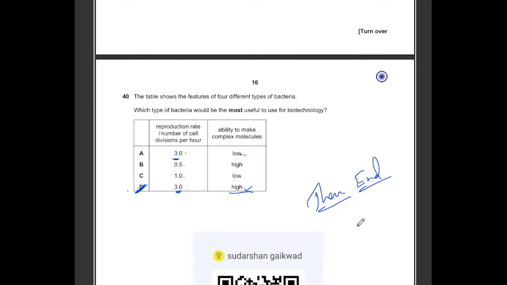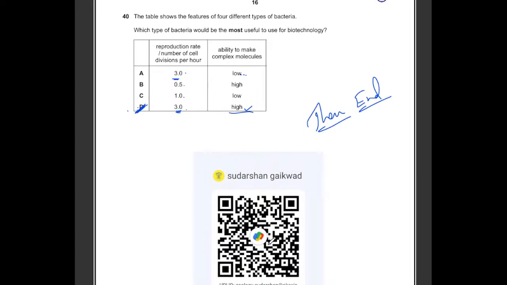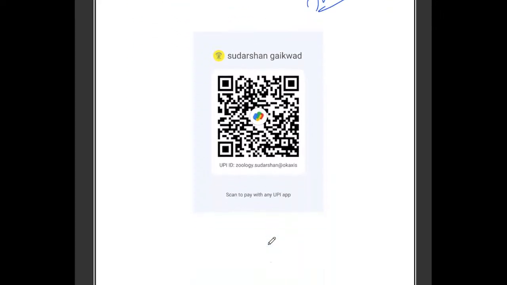How much time we took to complete this, and with that too of explanation, is about 46 minutes. Fine. And in the end, this is the QR code.